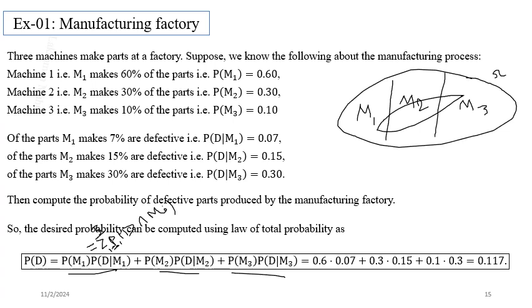The probability is how much? It is 0.117. This is the way to compute total probability. This is the total defective product produced by this factory. Here, that means we are applying the law of total probability.